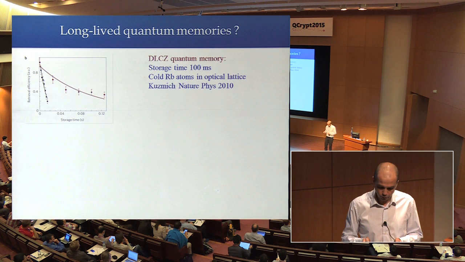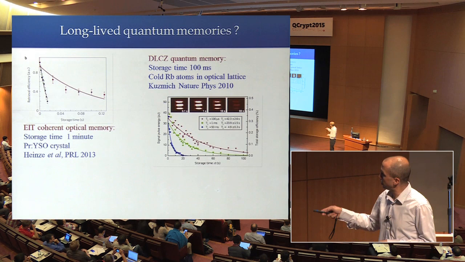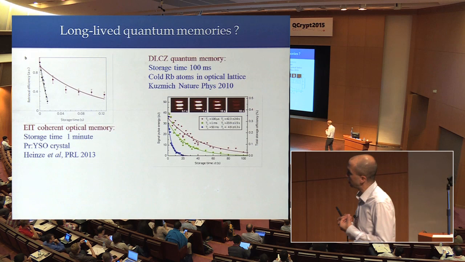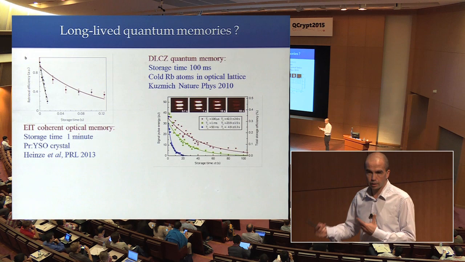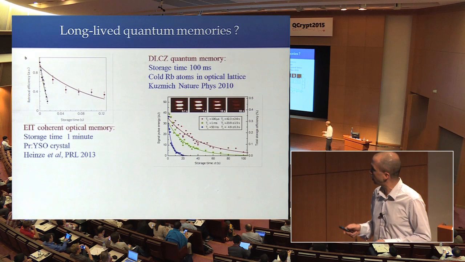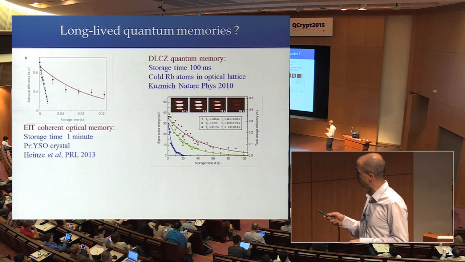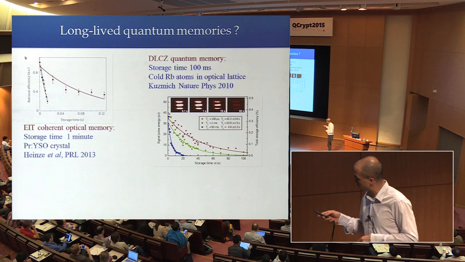it's already a very good result. But there is some hope to go a little bit longer. For example, in this praseodymium doped crystal, they could reach 1 minute with classical light, using very sophisticated dynamical decoupling techniques. And it's not clear yet that this will work in the quantum regime. This is something that we are working on, but this is clearly a challenge, to pass from the classical to the quantum regime. Okay, you could have 1 minute. It's a bit better, but maybe it's not yet sufficient.